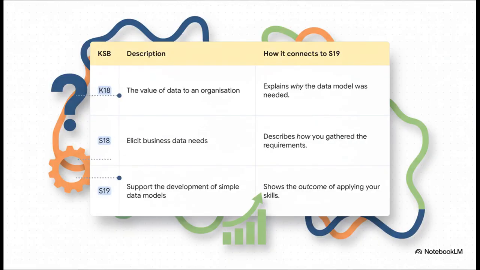Now, this is absolutely crucial. S19 does not live in a vacuum. The EPA plan groups it with K18 and S18 for a very good reason. This is your chance to tell a complete story.